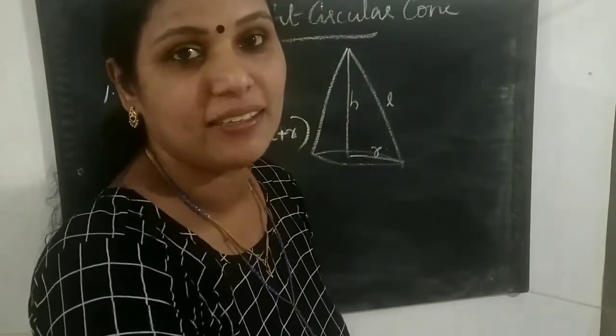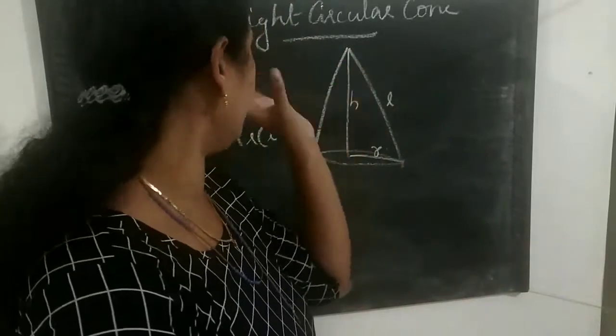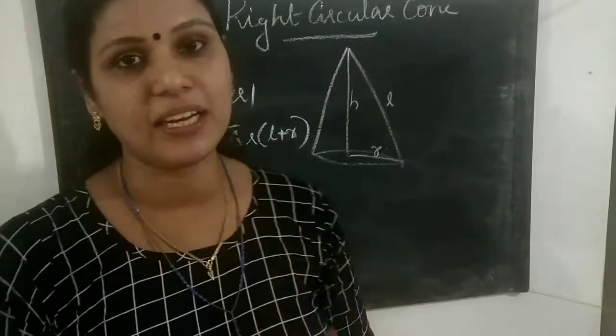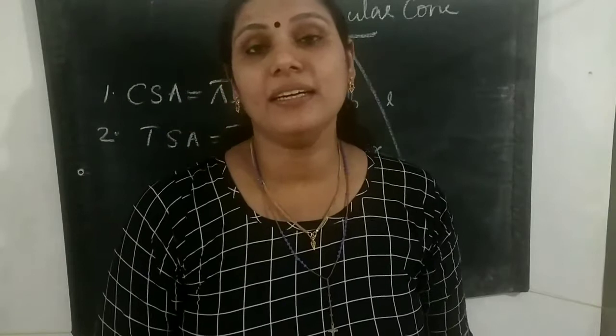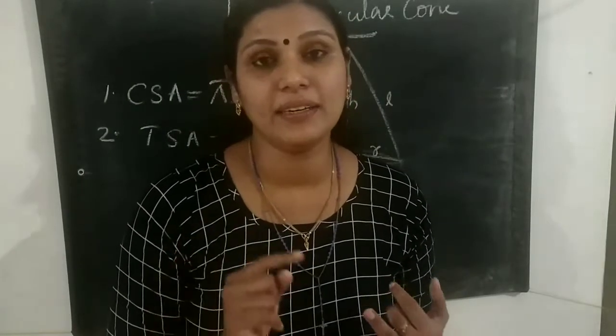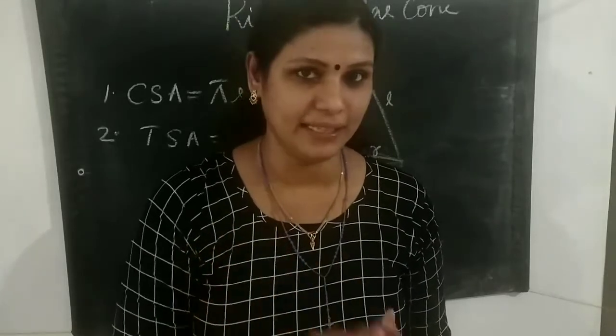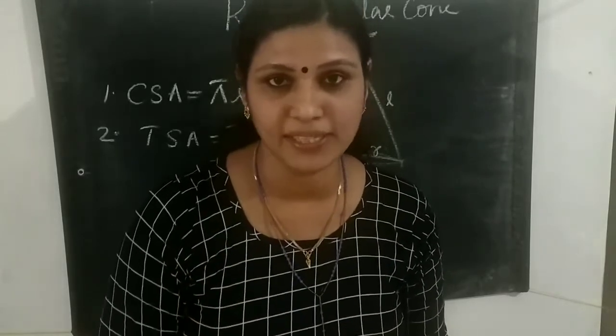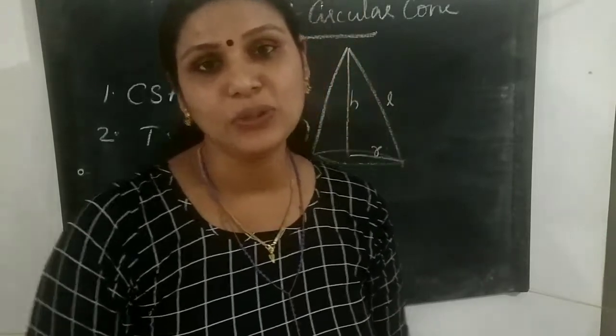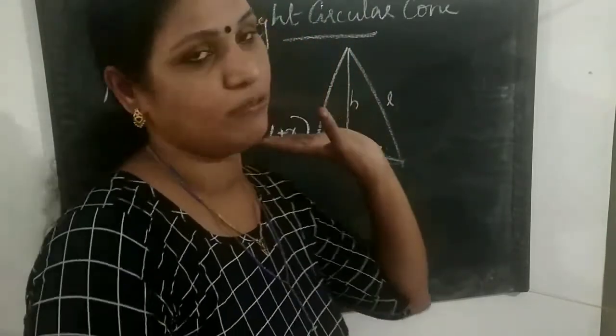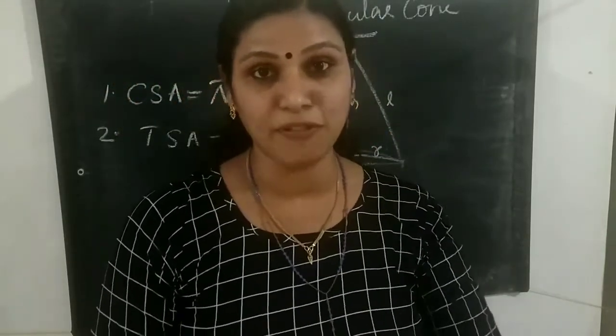In this class, we are going to study about the CSA and TSA of a right circular cone. In the last class we studied total surface area and lateral surface area of a cube, cuboid and cylinder. All of us studied those equations. Today we are going to study about the cone. What is the curved surface area and the total surface area of a cone?